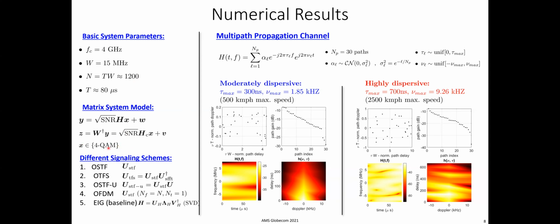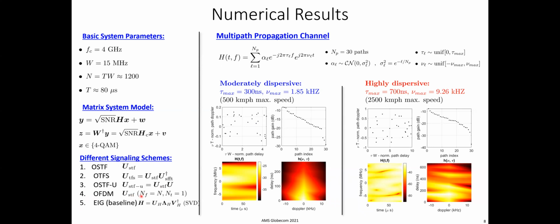We consider 4 QAM, and we consider 5 different modulation schemes: STF, TFS, and then since TFS is related to STF through this unitary transform, we also look at another version of STF where we replace the SFFT with an arbitrary unitary transform. And as we'll see, they perform almost identically. And this has been shown by some other folks too.